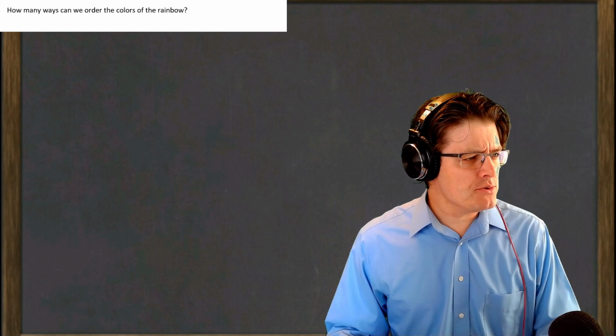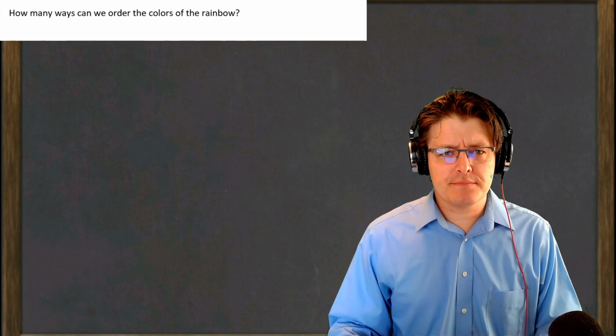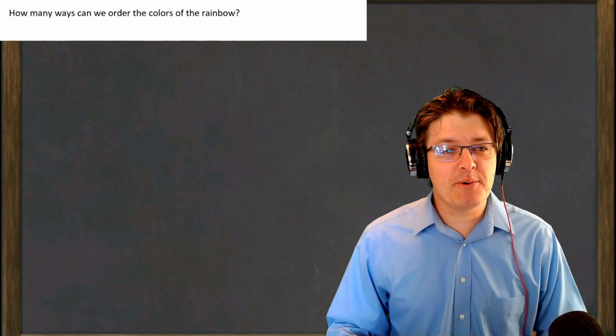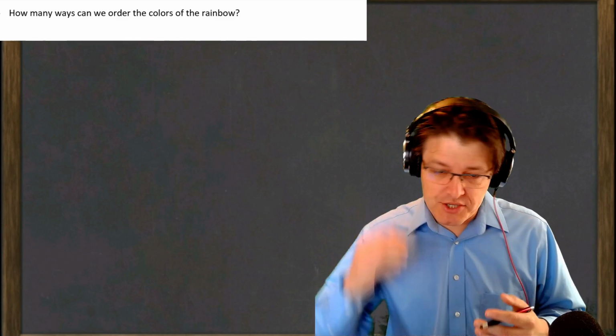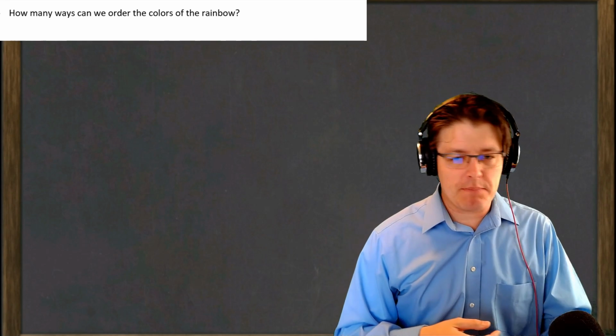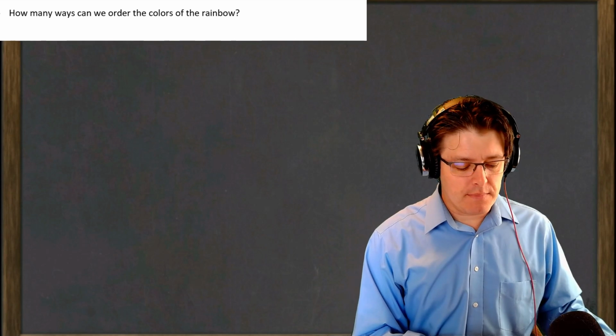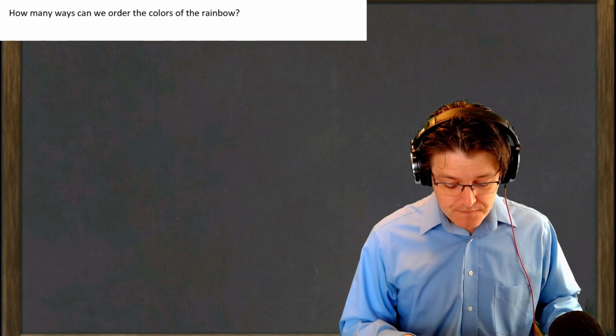I know sometimes Zoom gets a little bogged down and it gets fuzzy, so I'll just tell you what it says there. How many ways can we order the colors of the rainbow, right? We had talked about this at lecture, but let's use this as a jumping off point to get back into this concept of permutations and then combinations.